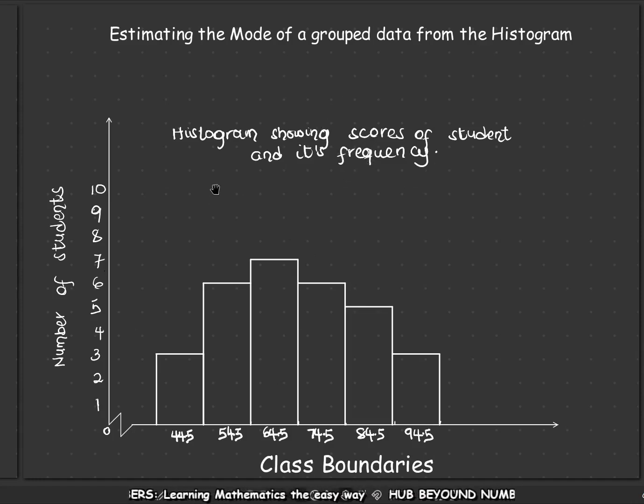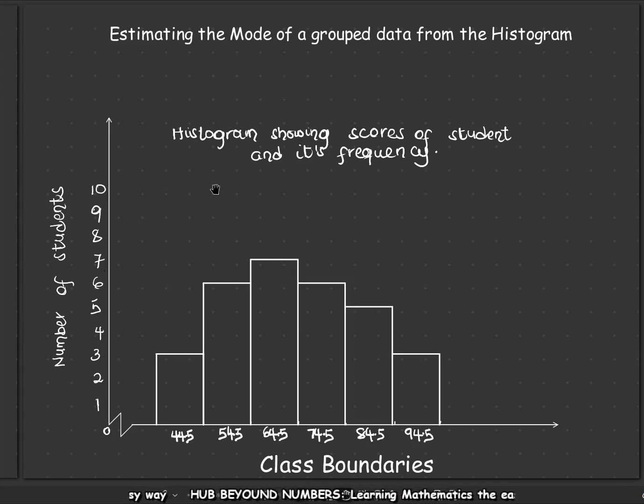If you want a guide on how to draw this histogram, you can look at the playlist and watch the video that explains that. Now, after drawing this histogram, there could be a question that you want to determine the mode of the data you used to draw this histogram.